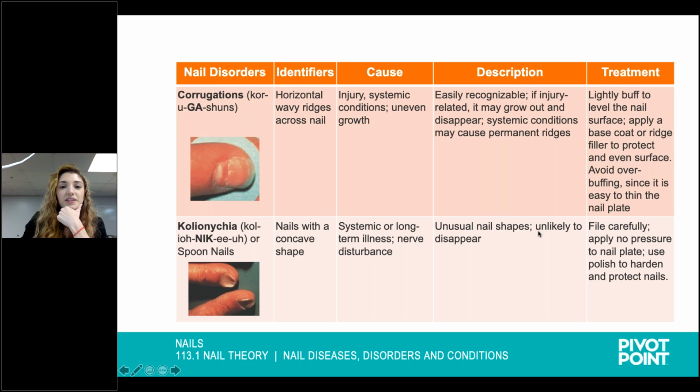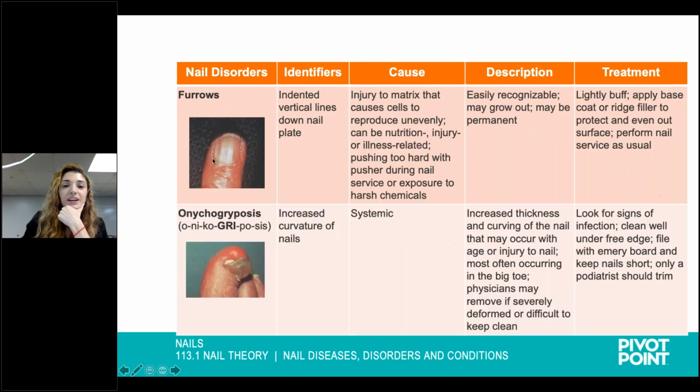So injury to the matrix that causes cells to reproduce unevenly. It could be nutrition related. It could be due to an injury, or it could be due to an illness, pushing too hard with a pusher during nail services, or exposure to harsh chemicals. So this is something that as a nail tech or a cosmetologist, you could actually cause. So don't forget that, like, we can actually cause harm to our clients as well.